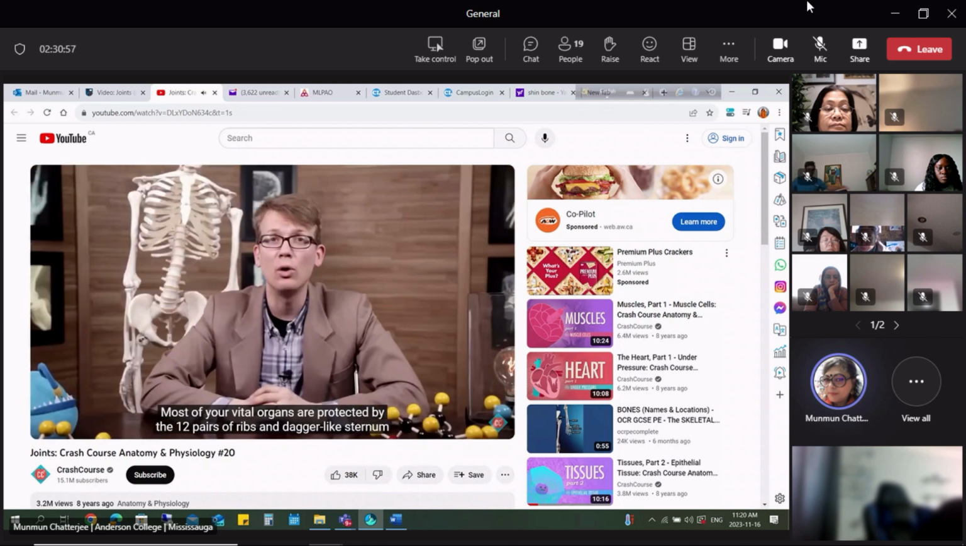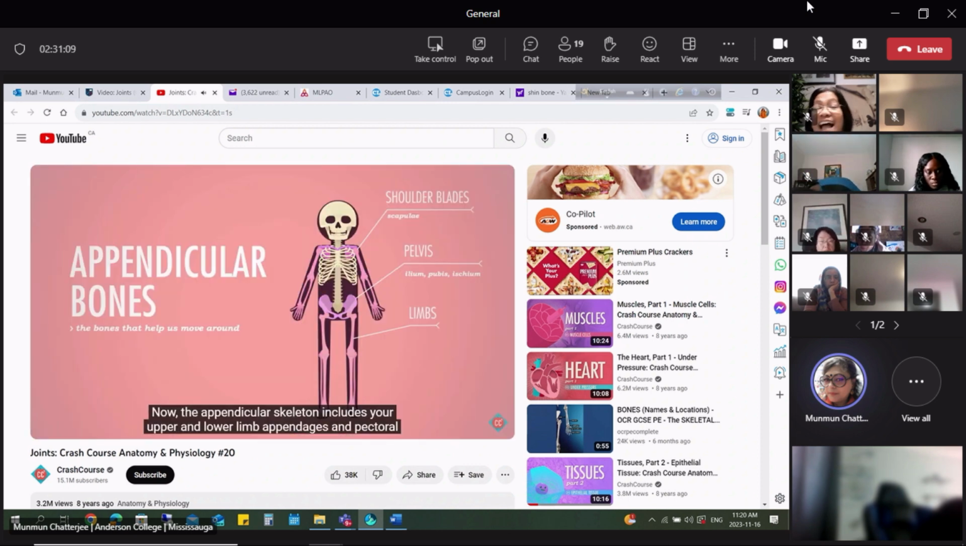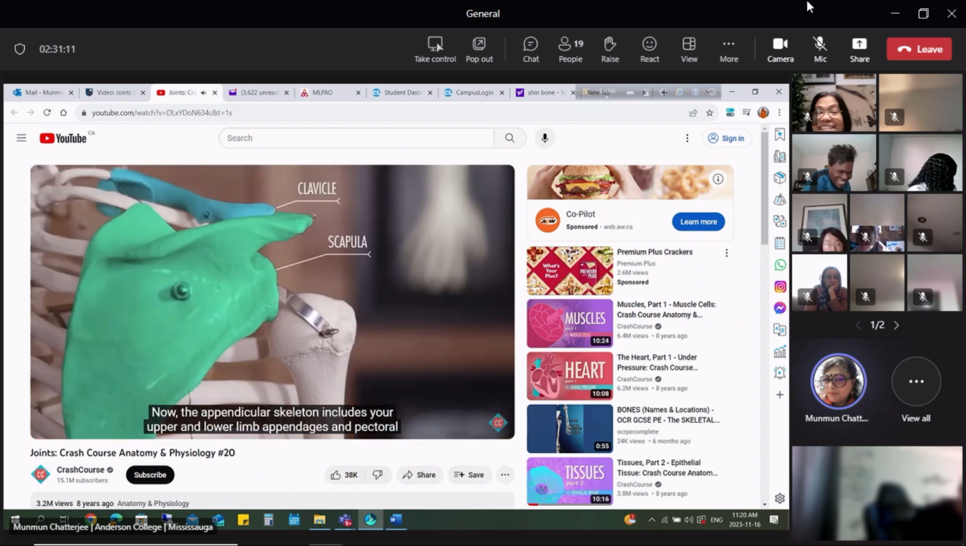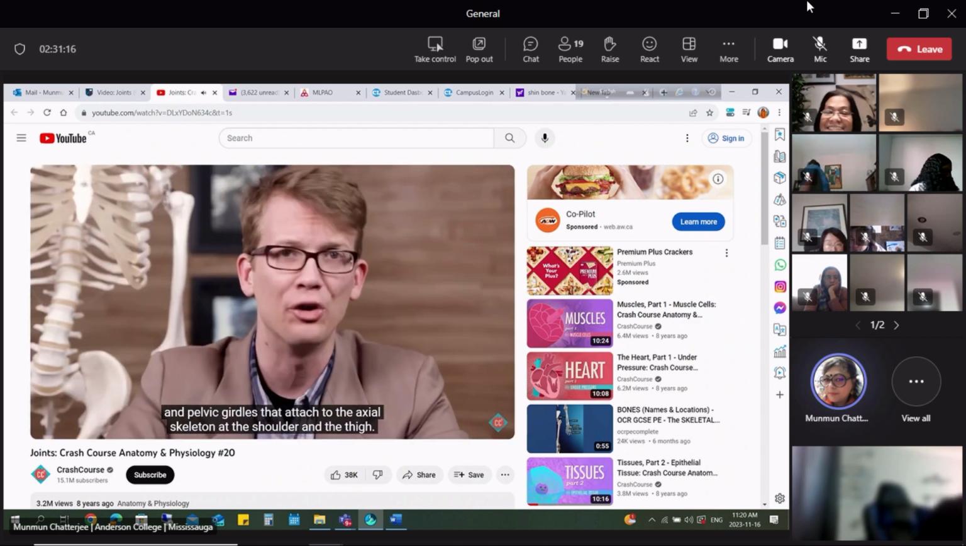Most of your vital organs are protected by the 12 pairs of ribs and dagger-like sternum that together comprise your thoracic cage, which also provides attachment points for your back, chest, shoulder, and neck muscles. Now, the appendicular skeleton includes your upper and lower limb appendages and pectoral and pelvic girdles that attach to the axial skeleton at the shoulder and the thigh.